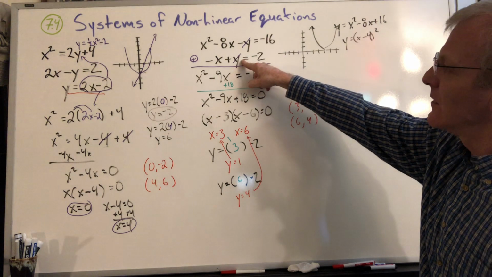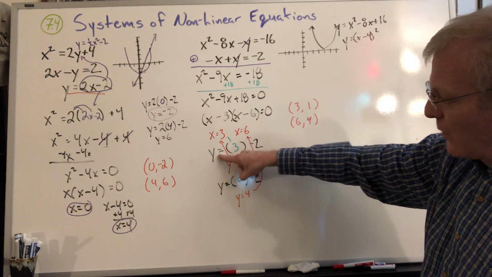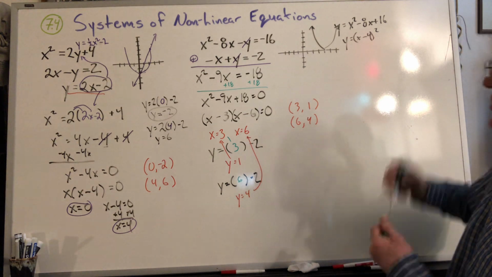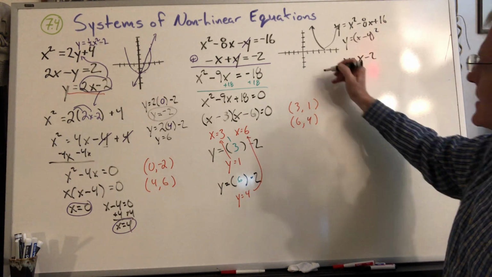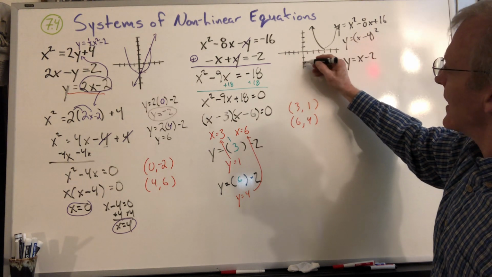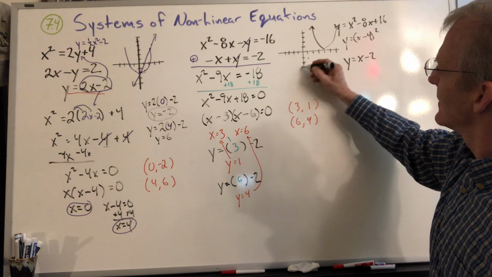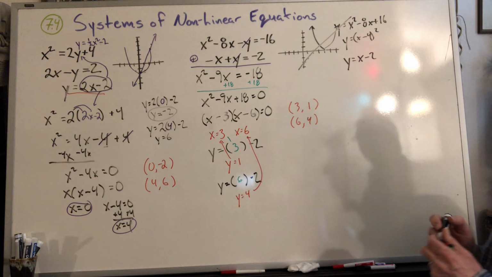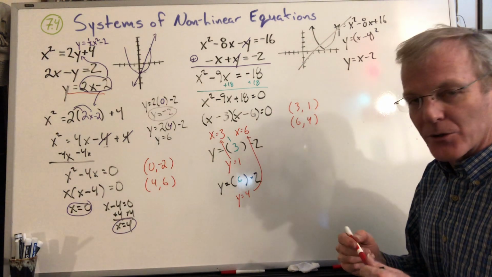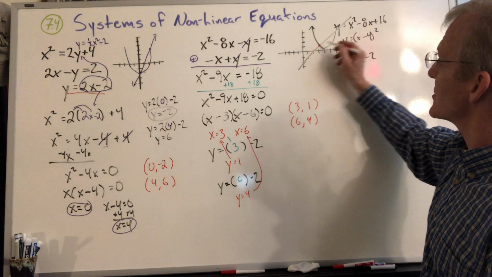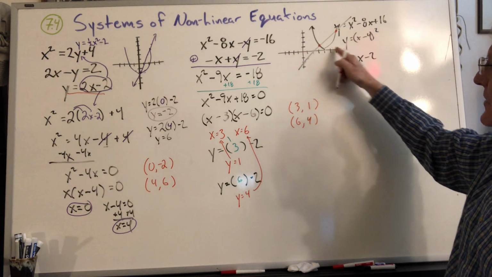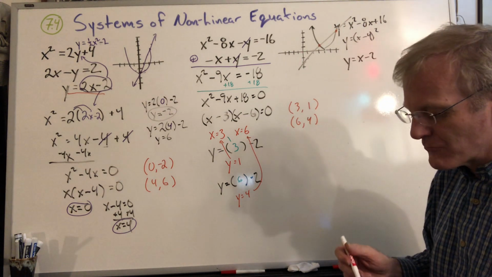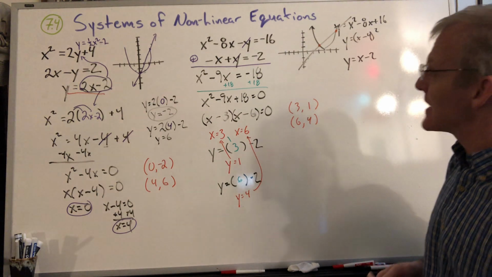Now over here, like we did before, y equals x minus 2. That's our linear equation. Y equals x minus 2. That's a y-intercept of negative 2 and a slope of 1. So it goes like that. So now, total estimate here, right? Because I just scratched this together. Does that look like that could be 3, 1? And does that look like that could be 6, 4? That looks very appropriate. So I think that's really good, folks.